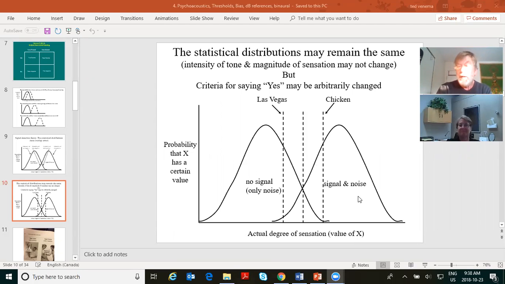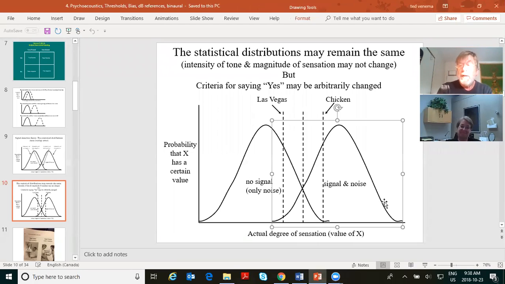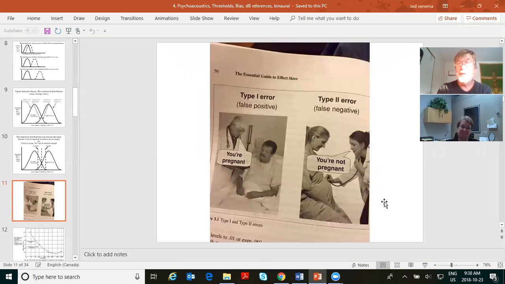Anyway, cool. All right. So moving on, you can have type 1 errors, type 2 errors, and the type 1 error is you're pregnant, and of course the guy isn't. And the type 2 error would be the false negative, saying you're not pregnant.